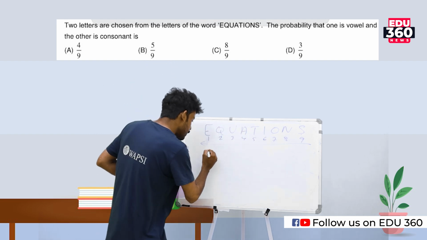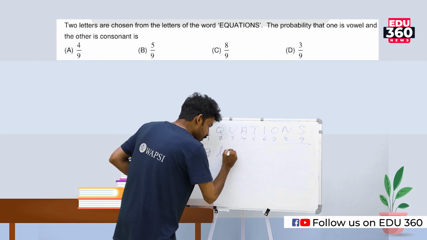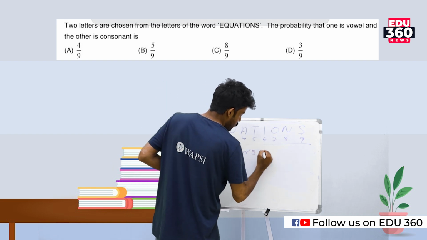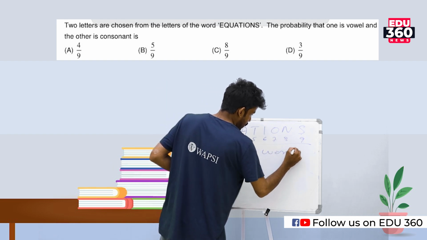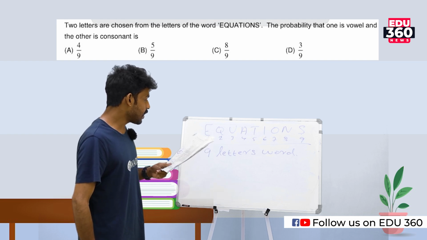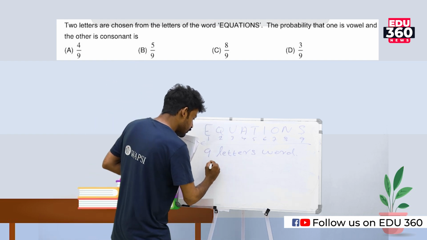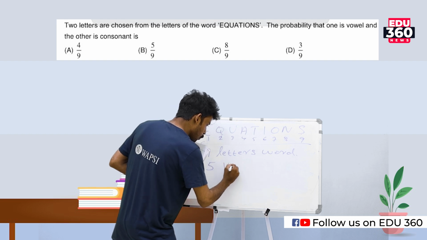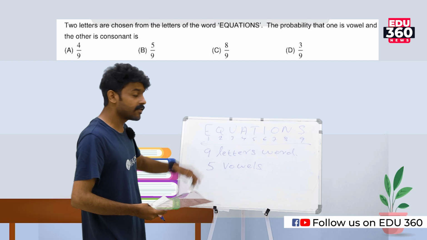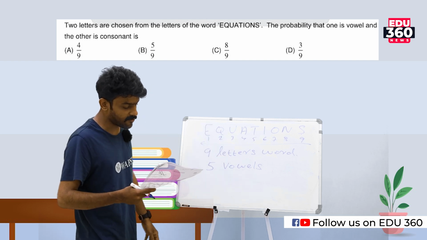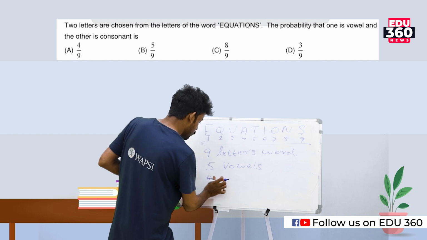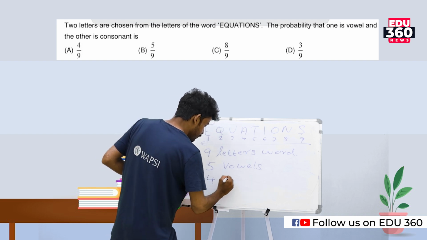So first of all, we can write it is a 9 letters word. How many vowels are there? There are 5 vowels, right? So we can write there are 5 vowels. And how many consonants are there for this word equations? There are 4 consonants. So we can write there are 4 consonants.